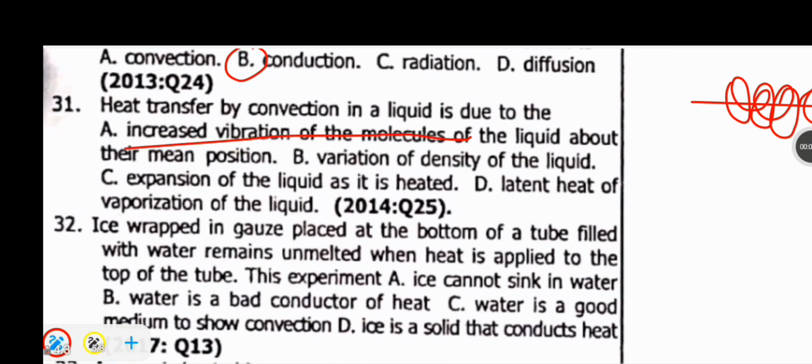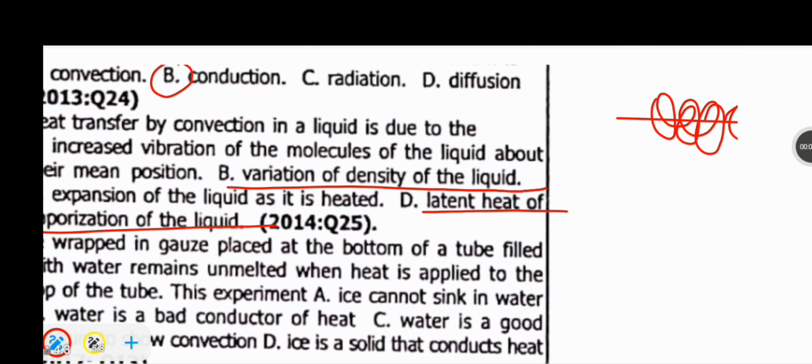So for number 31, heat transfer by convection in a liquid is due to: increased vibration of the molecules of the liquid about their main position. That's wrong. That's actually conduction. Then variation of density of the liquid, expansion of the liquid as it's heated, and latent heat of evaporation. Nothing concerns that. So the answer is variation of density of the liquid.